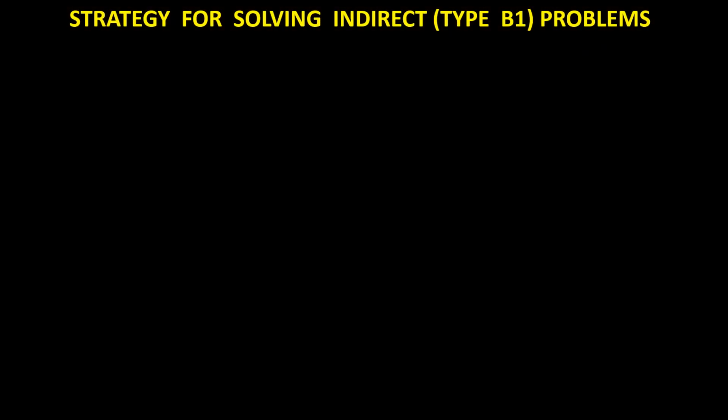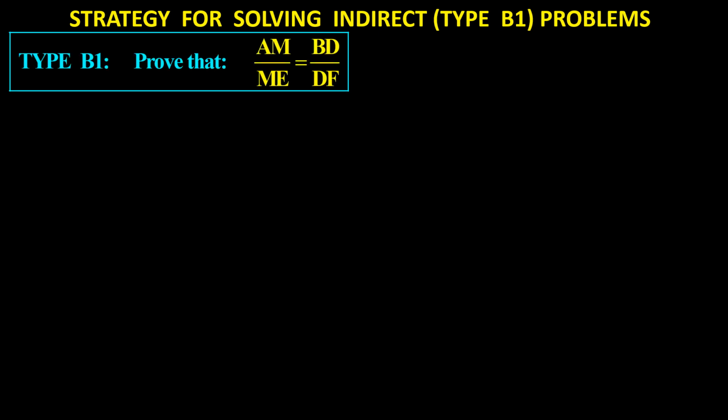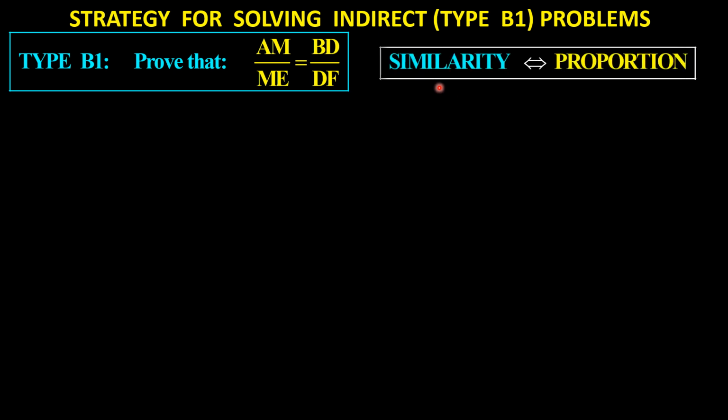Now I want to share with you a strategy for solving indirect problems. Let's take the first type of problem here. We want to prove this proportion, right? Now, what is key to remember is that if triangles are similar, then it implies their corresponding sides are in proportion, right? So if I want to show that these corresponding sides are in proportion, I need to first show that the two triangles are similar.